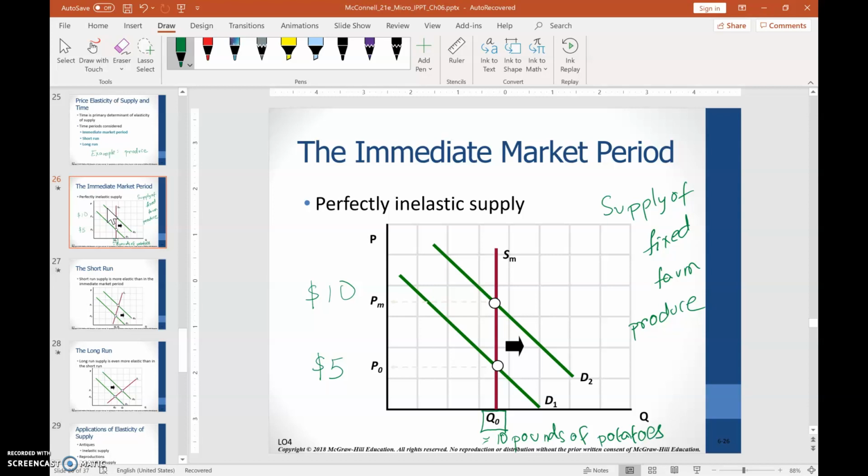If the preferences go up, the demand curve will shift to the right. So this is the initial point, this is the new point. We just see an increase in price without any increase in quantity.